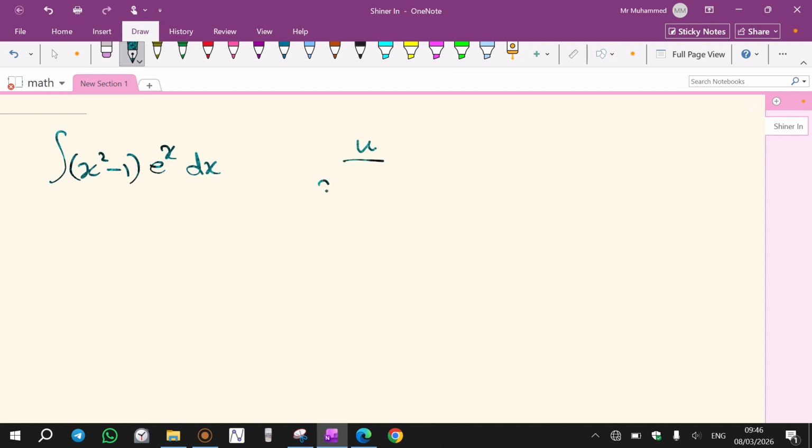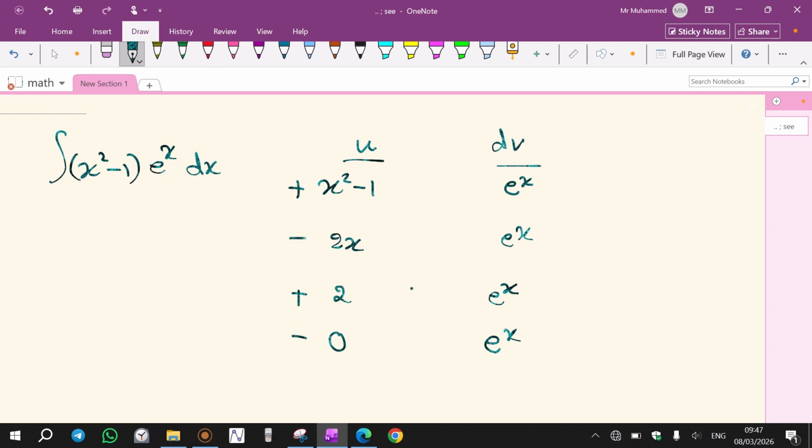U is the bracket, x squared minus 1, and dv is e^x. As you know, for the tabular method, we don't use dx. Now, the derivative of x squared minus 1 is 2x. The derivative of 2x is 2. The derivative of 2 is 0. Stop. The integral of e^x is e^x. The integral of e^x again is e^x. And here, e^x again. Don't forget, plus, minus, plus, minus.